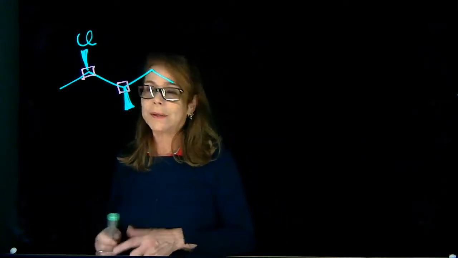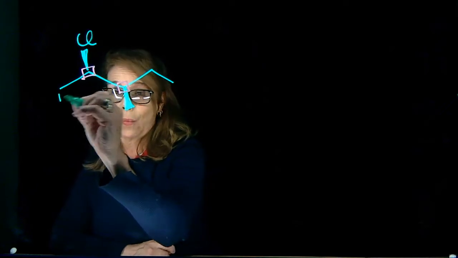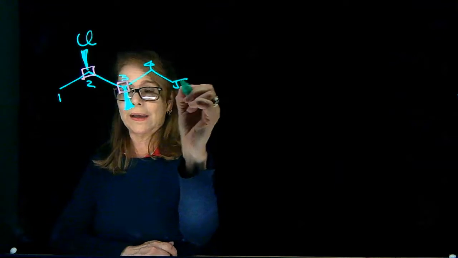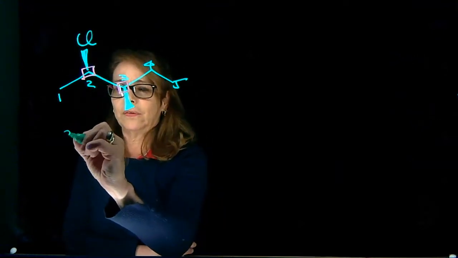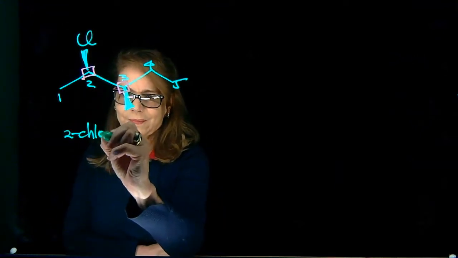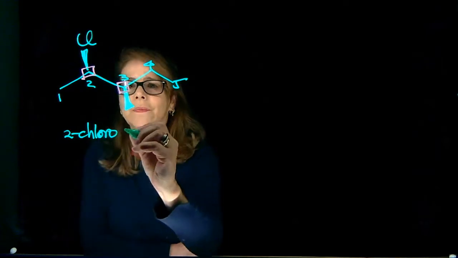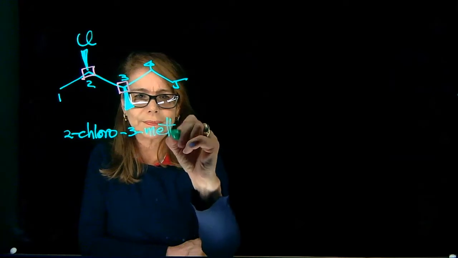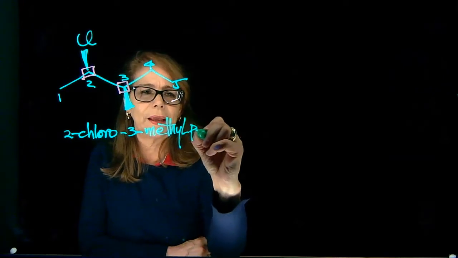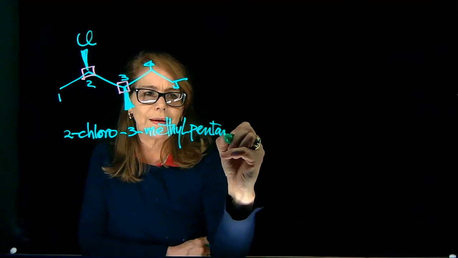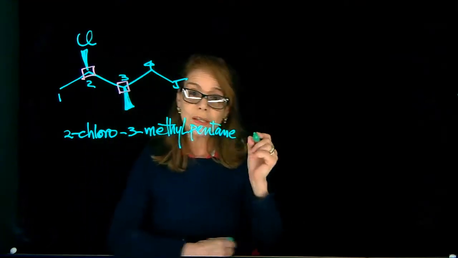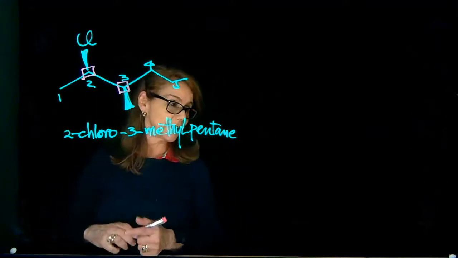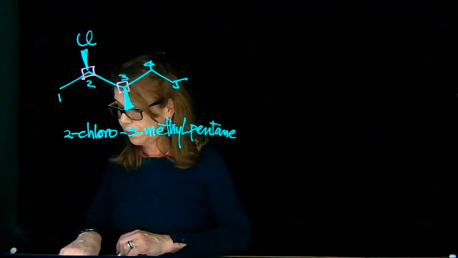Now let's name it. And so we're going to say carbon 1, 2, 3, 4, and 5. So the molecule is 2-chloro, 3-methyl, and pentane. And to complete the name, we need to add the absolute configuration at the chiral center. For that, we're going to assign priorities as we have done before.